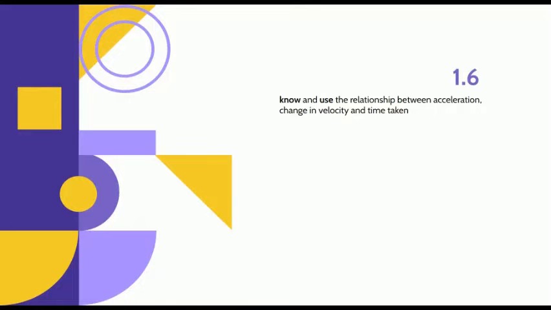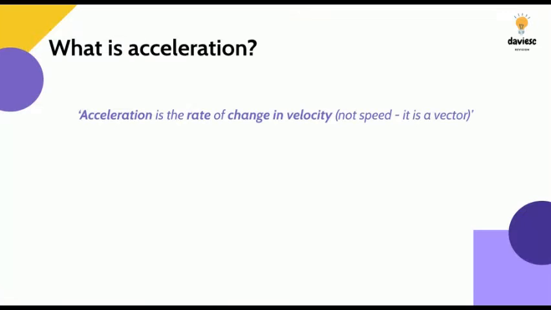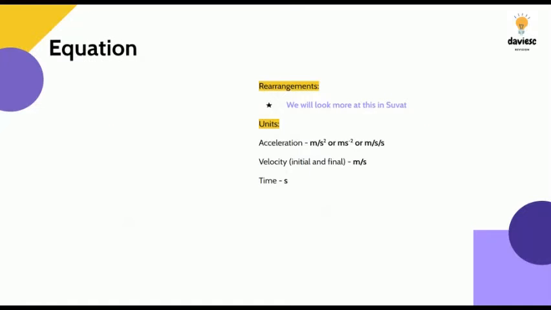One of the other kinds of equation you need to know is acceleration for forces of motion. So we need to know and use the relationship between acceleration, the change in velocity, and the time taken. But first we need to consider, what is acceleration? Acceleration is the rate of change in velocity. The most important words in that definition are rate of change.